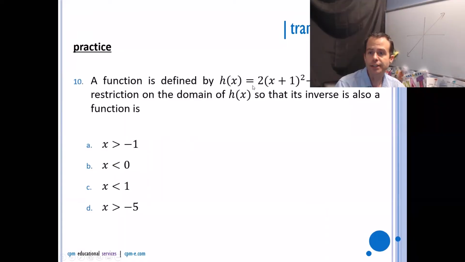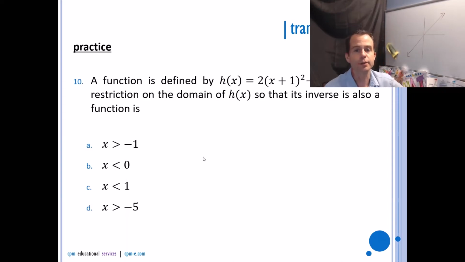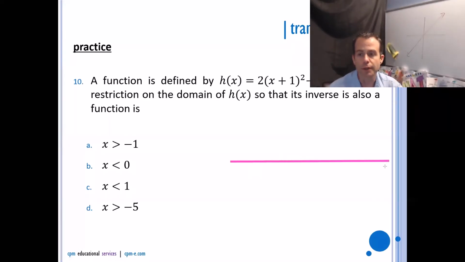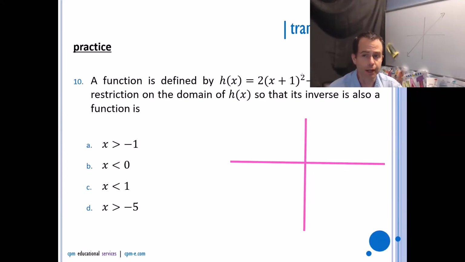Okay, a function is defined, so same function. Now, a possible restriction on the domain of h of x so that the inverse is also a function. Well, what I would want you to be comfortable with here is that this is a quadratic. This is a parabola. I know I have a vertex of (-1, -5), and I know I open up. So my graph looks something like that, where this is (-1, -5).